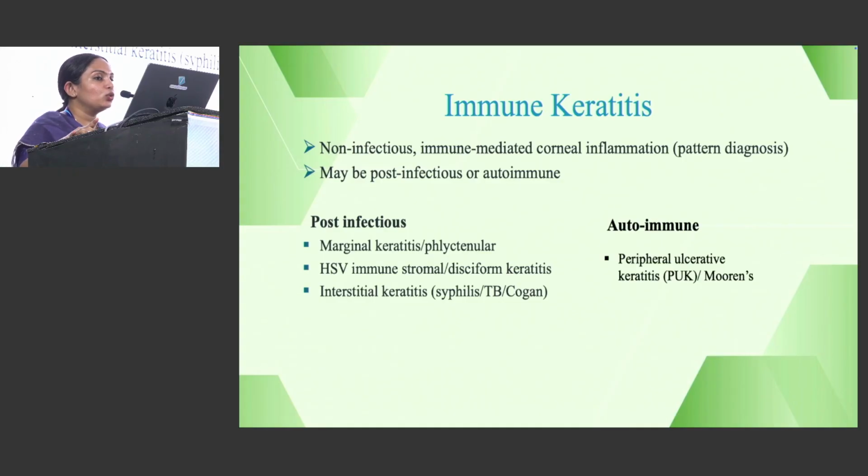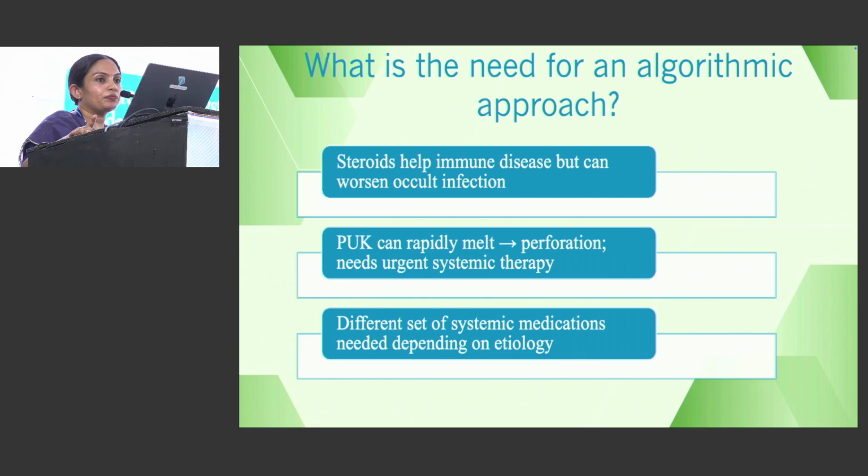Post-infectious causes, the most common being marginal keratitis. Then there is phlyctenular keratitis also. Viral infections are prone to have immunological pathology, and immune keratitis is common. Interstitial keratitis, even though very rare nowadays, has also been a cause of immune keratitis. Another most common one is that associated with systemic diseases, that is PUK. When you have ruled out all the causes, then in peripheral ulcers, our diagnosis becomes Mooren's.